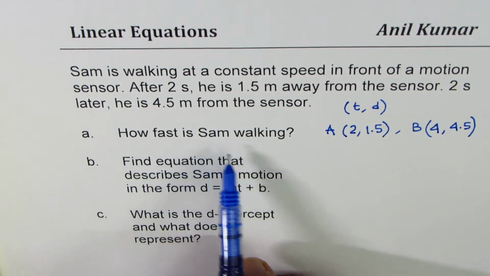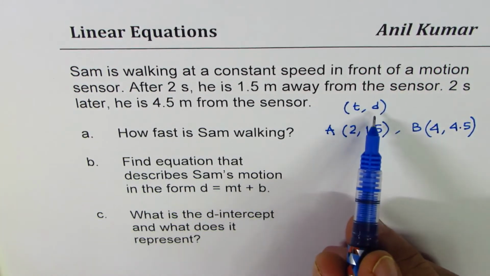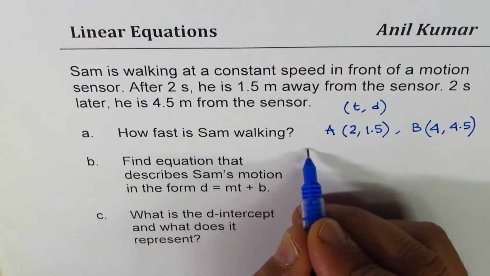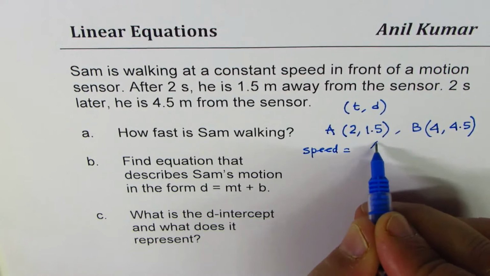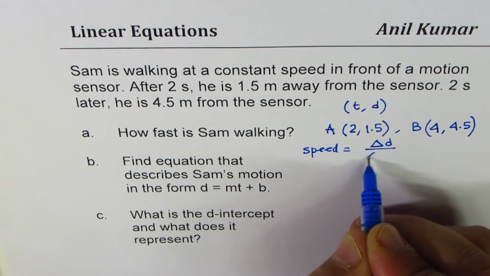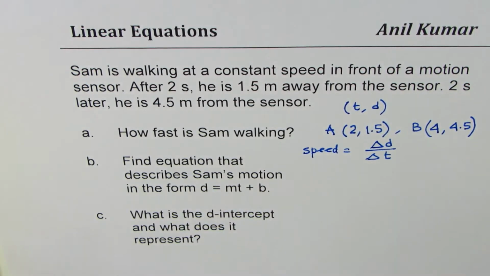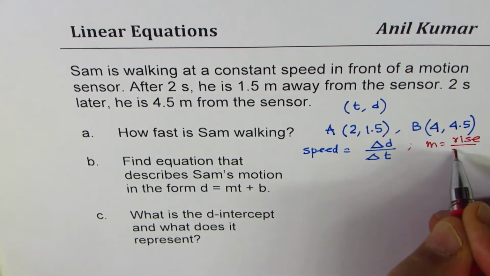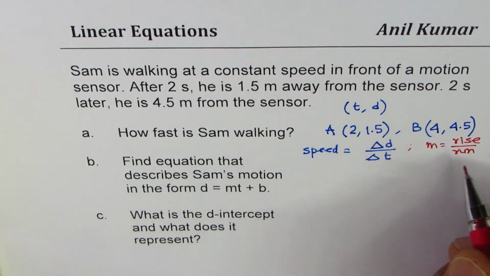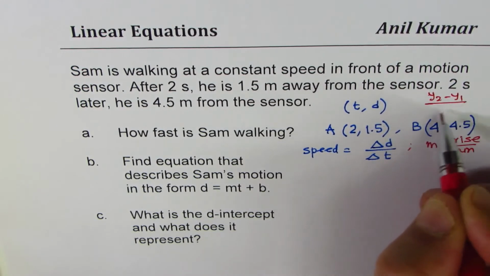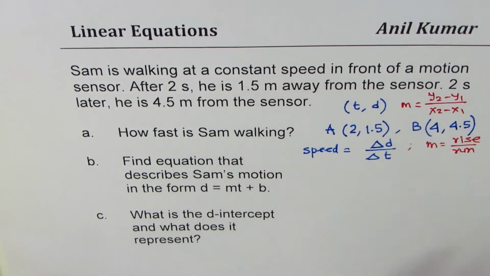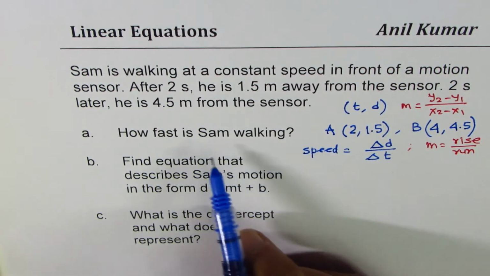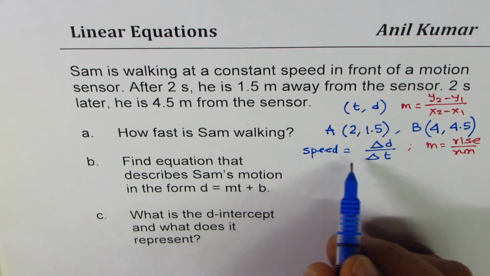A is how fast is Sam walking? Now when we have distance and time, we can always find speed as change in distance over change in time, right? So speed equals, let me write like this, delta d, change in distance over change in time, correct? This is similar to thinking in lines that slope equals rise over run. Or you may say y2 minus y1 over x2 minus x1, either way, correct? So all these are interpretations of what you've already learned. Since it's an application question, let's talk about what the question is about. So it's really about speed, distance, and time.